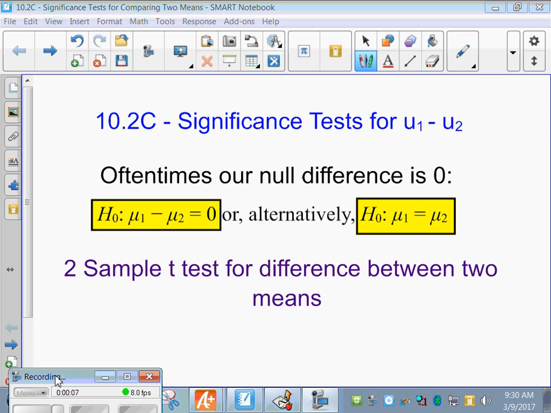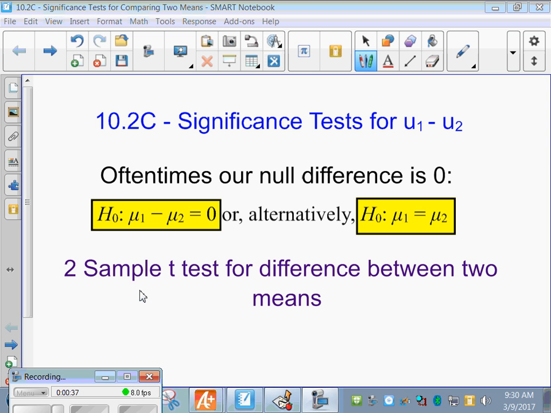So, significance tests for a difference of means. Yesterday we did confidence intervals, so now significance tests. Your null hypothesis is typically that the difference is 0. It's not always assumed to be 0, but most of the time we assume no difference, okay? And we're trying to prove a difference. You can also write that as equal, right? Those mean the same thing. So the difference is 0 or they're equal.